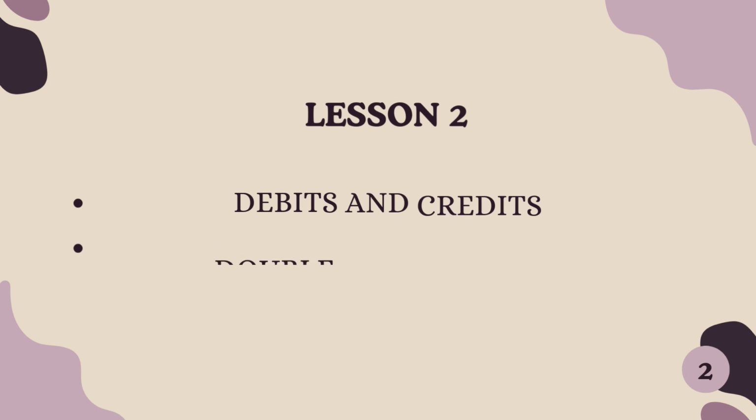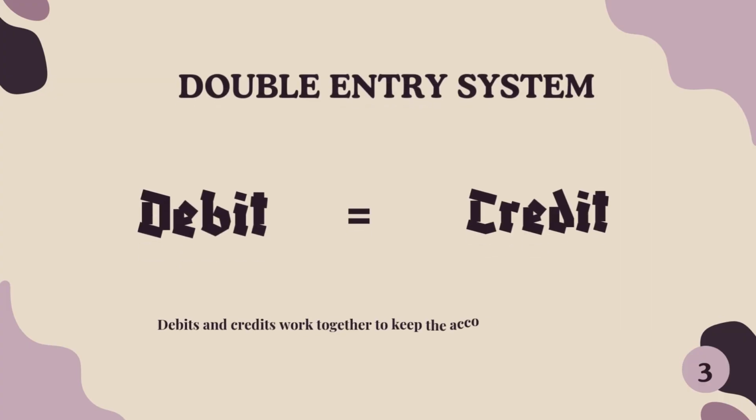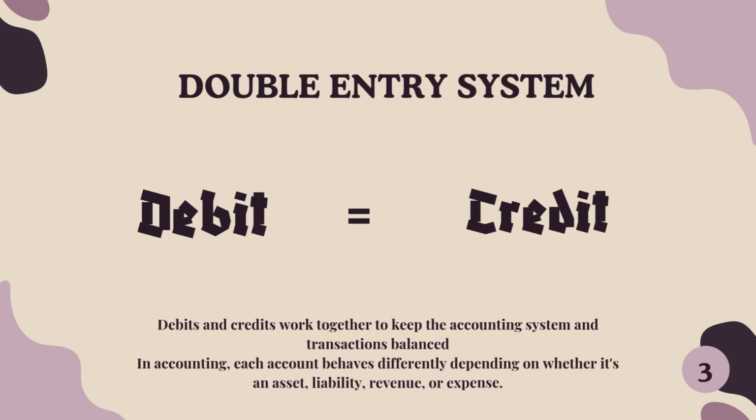Today's lesson will be focusing just on the concept of debits and credits, otherwise known as the double entry system. This principle can be summarized into one simple sentence: for every debit, there has to be an equal credit. Debits and credits work together to keep the accounting system and transactions balanced. In accounting, each account behaves differently depending on whether it's an asset, a liability, revenue, or an expense.